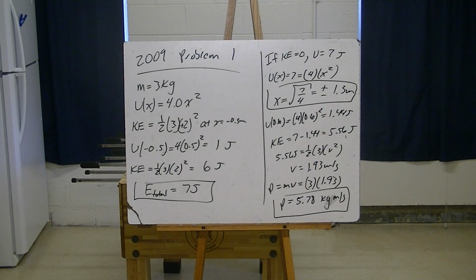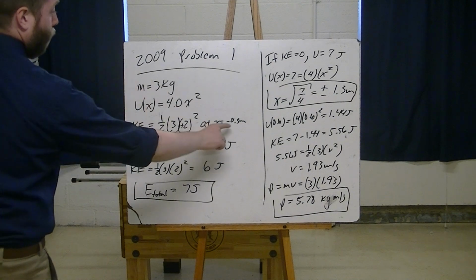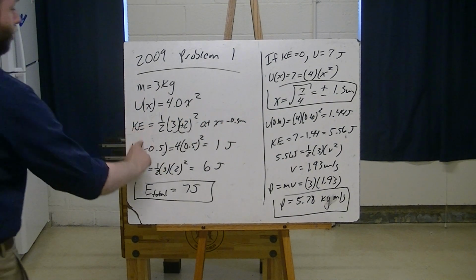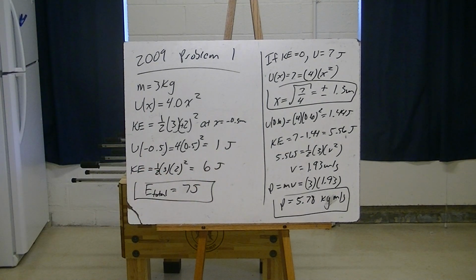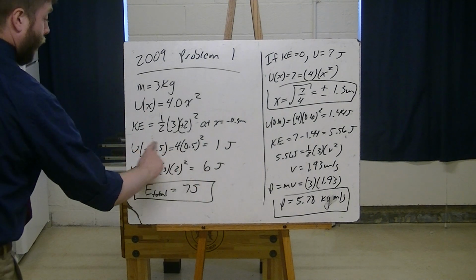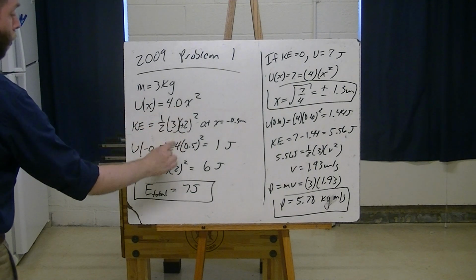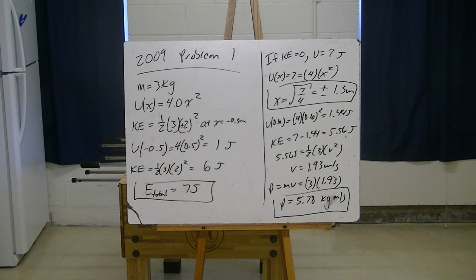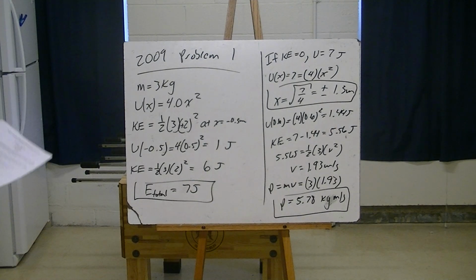Well, I know how much kinetic energy it has at that negative 0.5 meters. I can figure out the kinetic energy at that point, and I get a kinetic energy of 6 joules right there. I'm then going to figure out what is the potential energy at negative 0.5, so I'm going to use this right here. 4 multiplied by 0.5, the quantity squared. Don't have to worry about the minus sign because it's squared. And I get a total energy there of 7 joules.